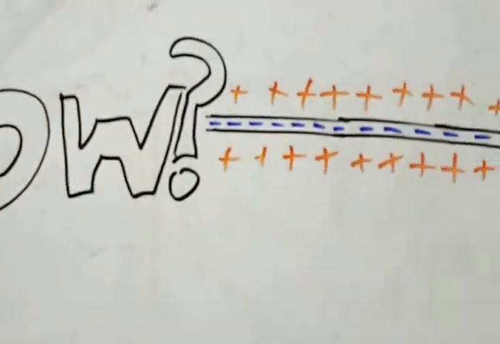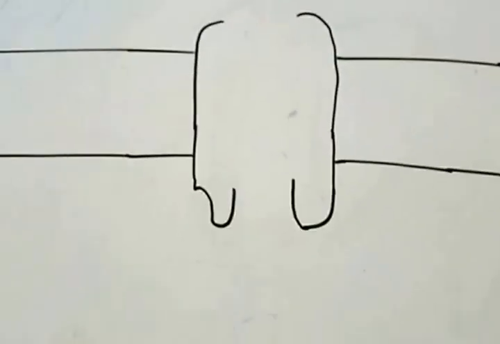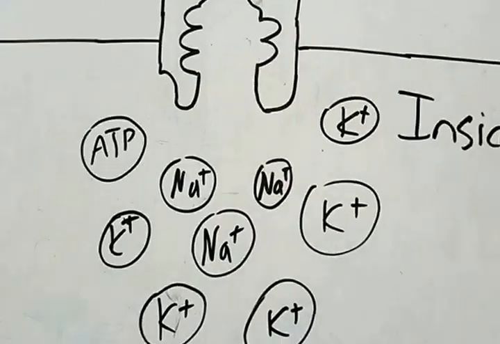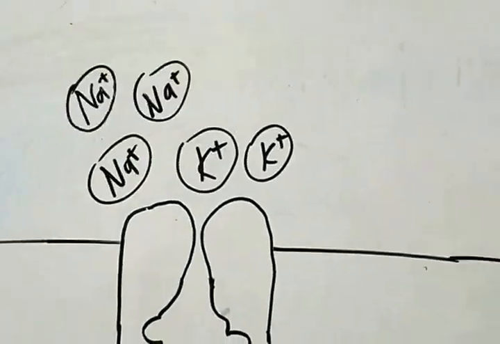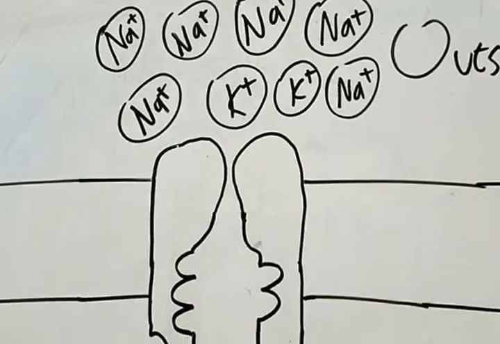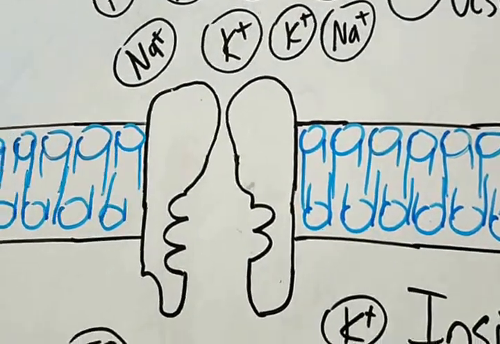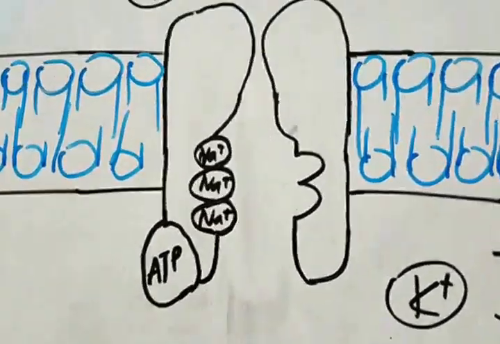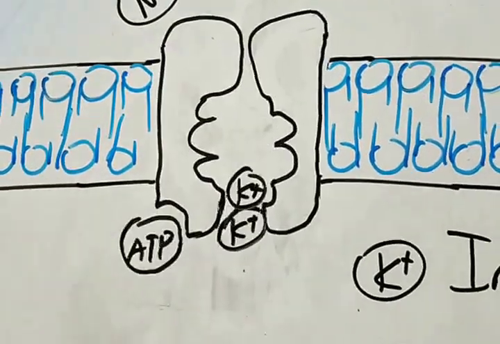But how is this unequal electric charge maintained? Inside of the cell membrane is a high concentration of potassium, the Ks, and a high concentration of sodium, the Nas, outside the cell membrane. Throughout the cell membrane are NaK pumps powered by ATP that pump 3 Nas out for every 2 Ks pumped in.